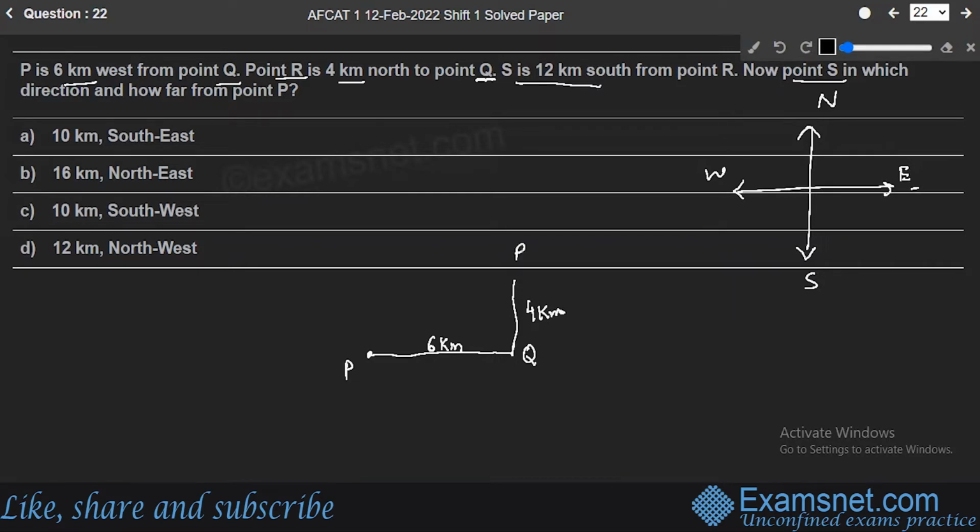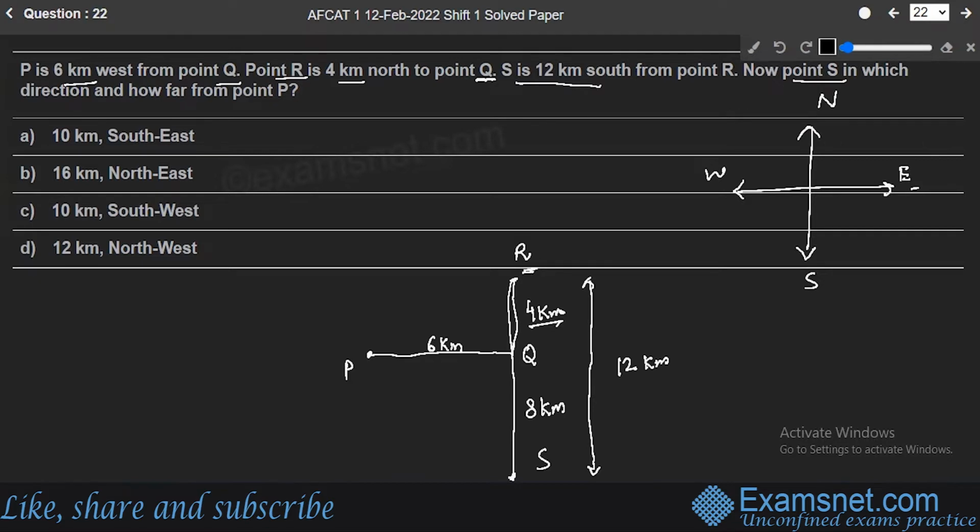This is point R. And then S is 12 kilometers south from point R. It is moving in the south, that means moving in the downward direction 12 kilometers. If I'm moving downward starting from R, I will reach somewhere here. This is point S. This whole distance from R to S is 12 kilometers. If this is 4, then obviously this one is going to be 8 kilometers. Correct.